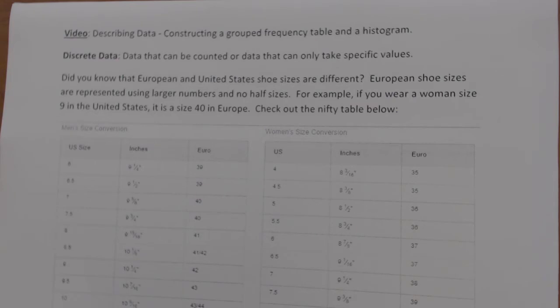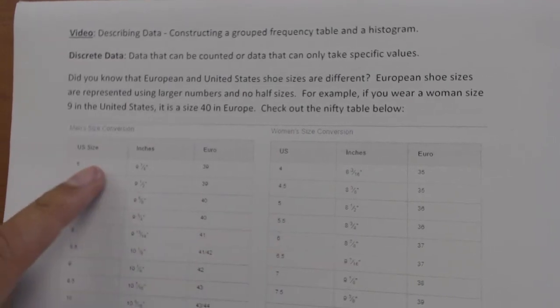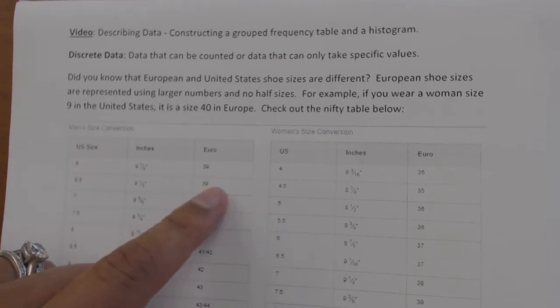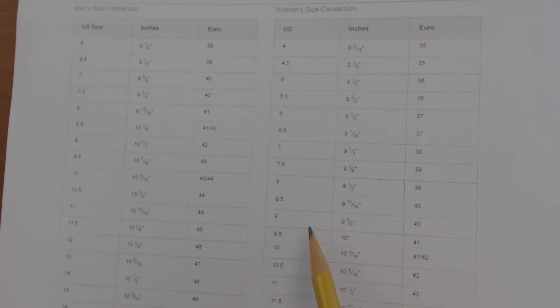Check out the nifty table below. I included this table. I thought it was pretty fun. There's men's and there's women's. And you can also see not only the US size, but also the inches that your foot is, and then the European size. So if you're looking at, I gave the example of the woman's size 9, which is here, that means that in inches, the size of the foot is 9 7/8 of an inch. And the European size would be 40.